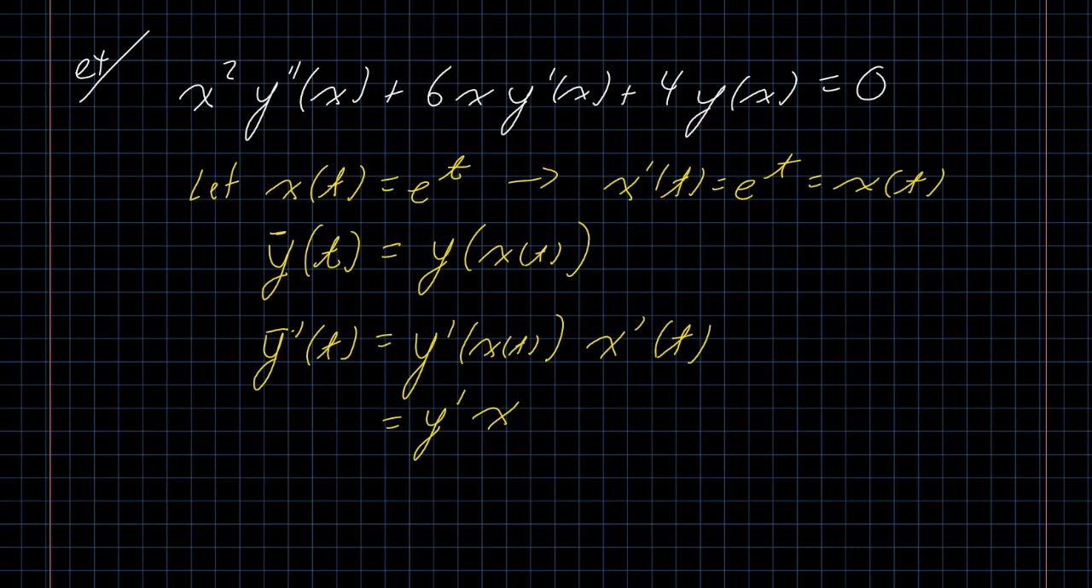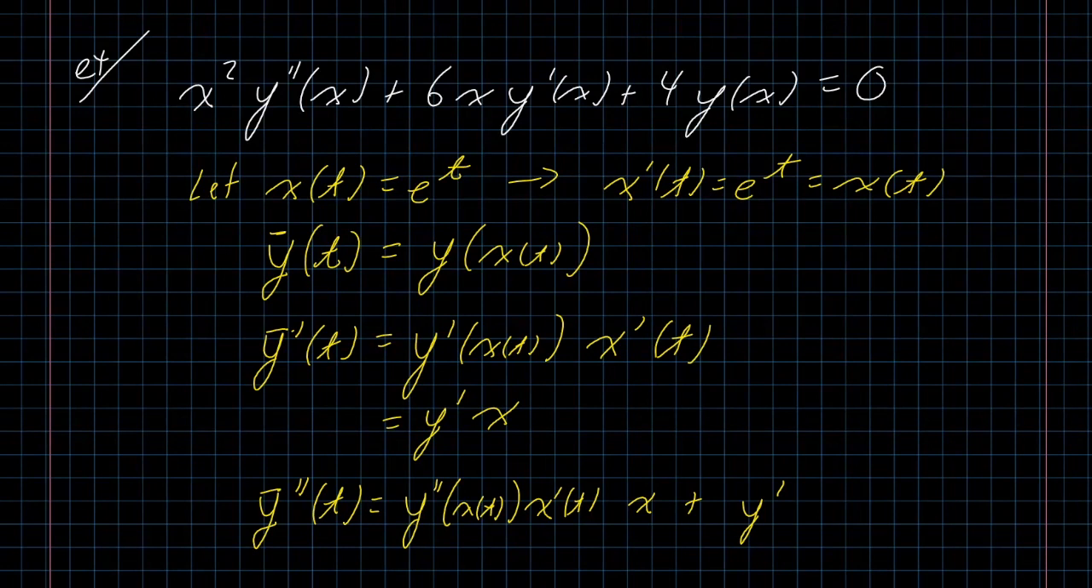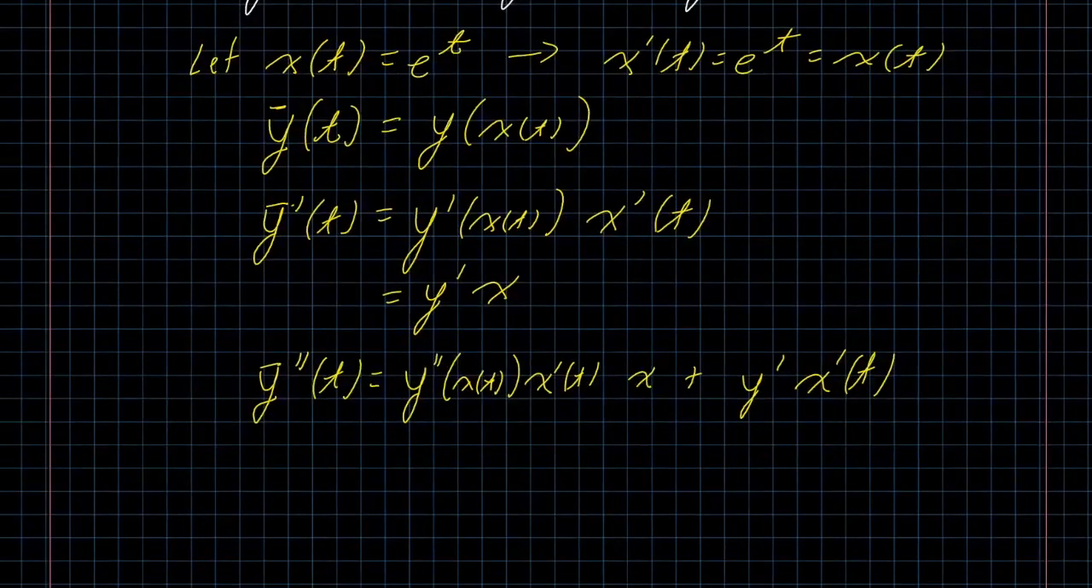And then when I want to take y bar double prime, now I have to use the product rule and the chain rule. The derivative of y prime of t is going to be y double prime of x of t times the derivative of the argument, x prime of t, and then I can leave y prime alone and take the derivative of x of t, x prime of t. But of course, x prime is just x, so I actually have x squared y double prime plus x y prime here.